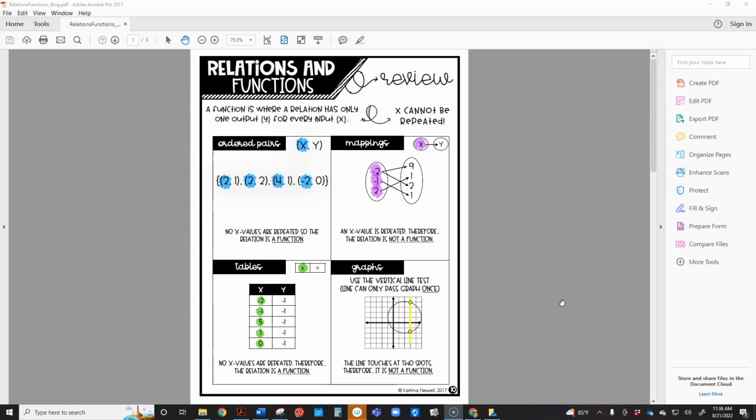Here's the answer key, and it shows each answer, and it gives an explanation. Look at the x's. No x values repeat, so it is a function. Look at the x's. This x has two arrows coming off of it, so it repeats, therefore it's not considered a function. Look at the x values. All the x values are unique. They are not repeated, so it is a function. This one fails the vertical line test.